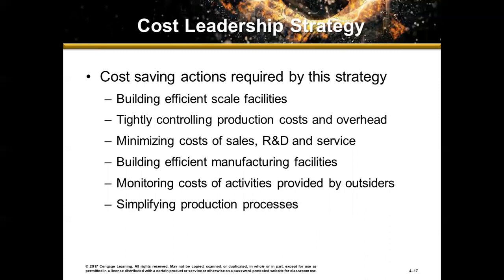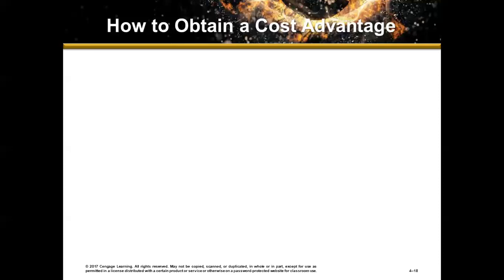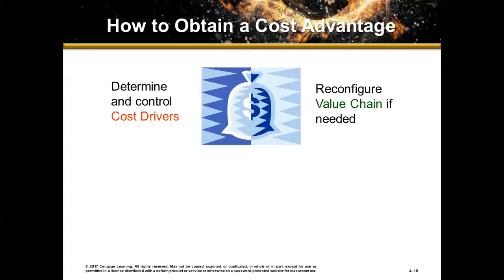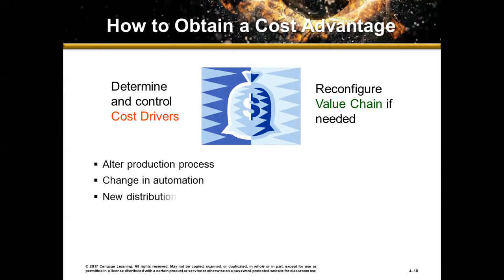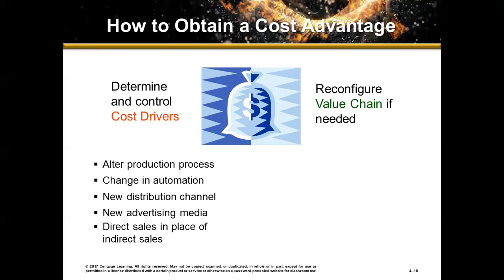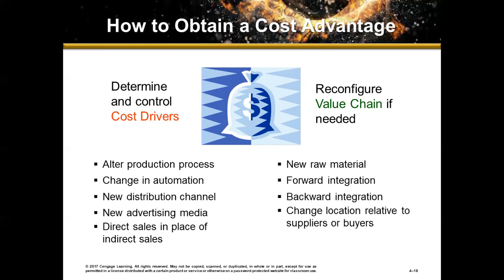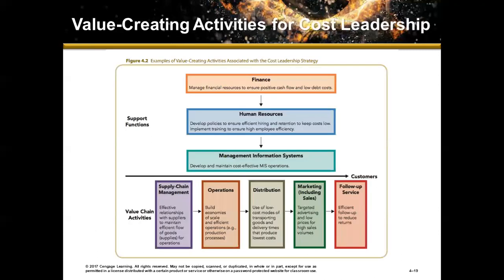simplifying production processes. How to obtain a cost advantage: determine and control cost drivers, reconfigure value chain if needed, alter production process, change in automation, new distribution channel, new advertising media, direct sales in place of indirect sales, new raw material, forward integration, backward integration, change location relative to suppliers or buyers.